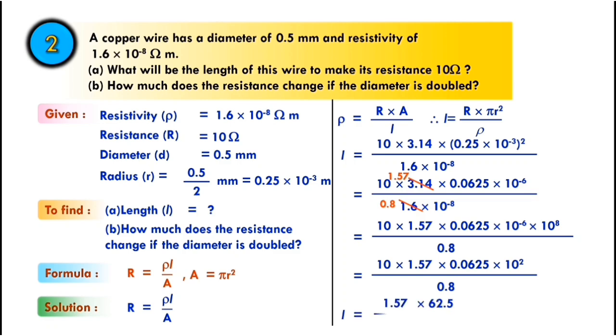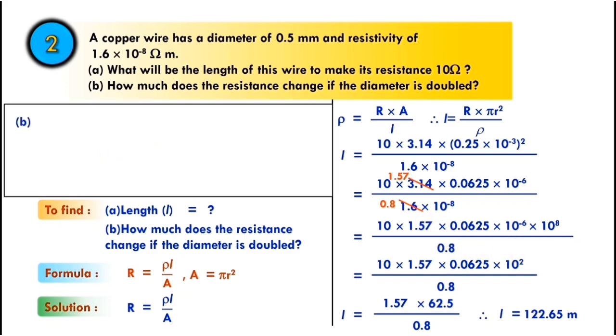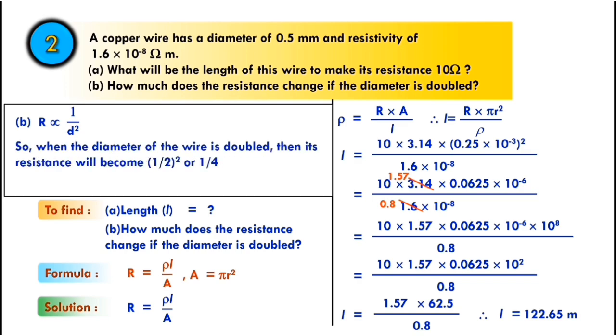Clear? So after calculating it, we got length equal to 122.65 meter. So this is the length, okay? Now see for B, we have to find out the resistance change if the diameter is doubled. So we know that resistance is inversely proportional to diameter. So when the diameter of the wire is doubled, then its resistance will become half, that is half whole square or 1/4. So if the wire diameter is doubled, then the resistance will become less, because it is inversely proportional.